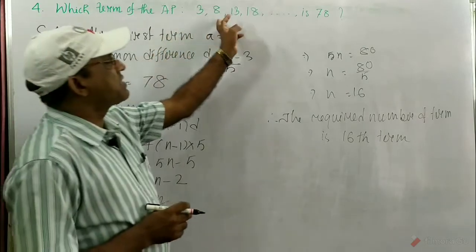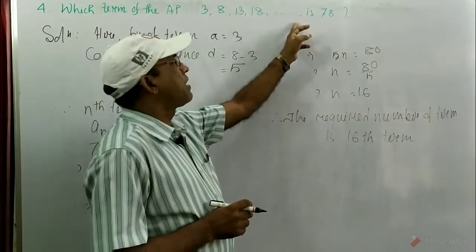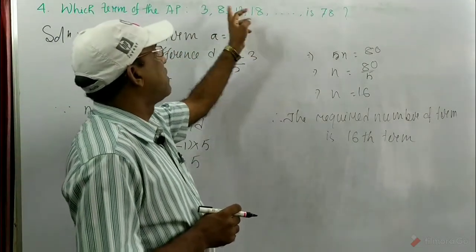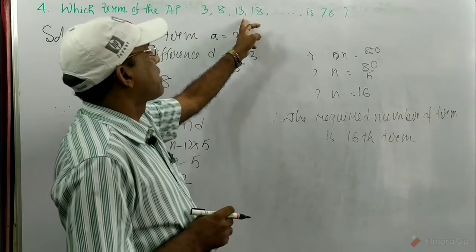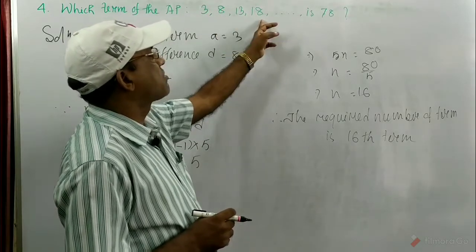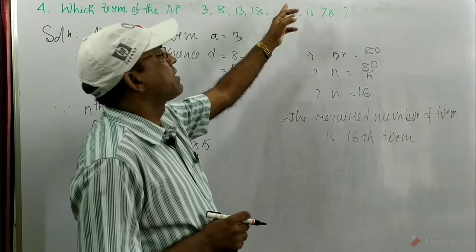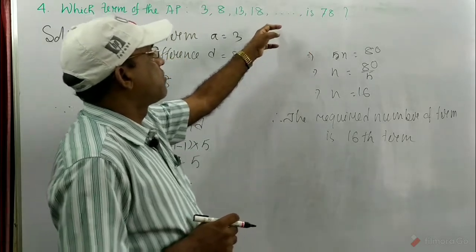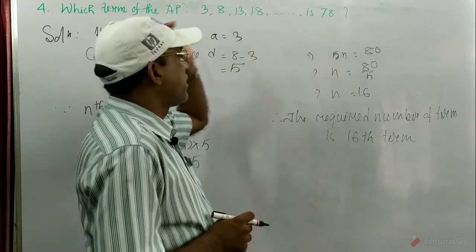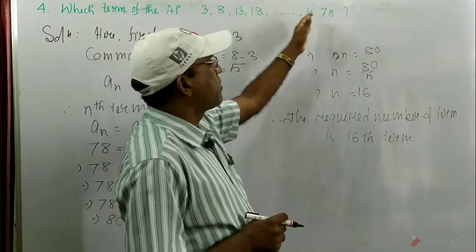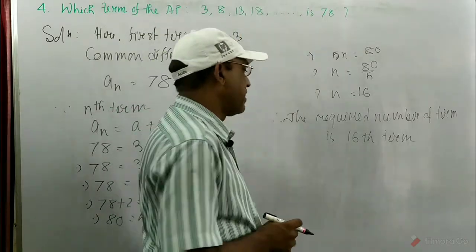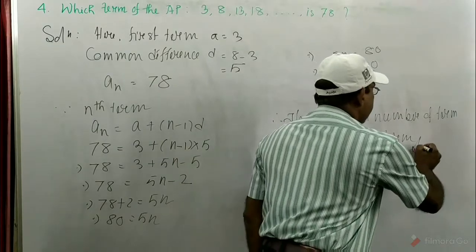So if we increase by 5, this is 3, 8, 13, 18, up to 4 terms given. Next will be 23, next will be 5 increase, we get 28. If we increase in this way, we get the 16th term as 78. So the answer is the 16th term.